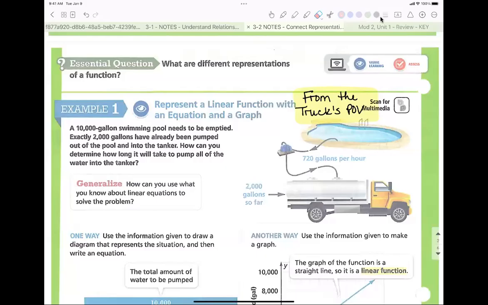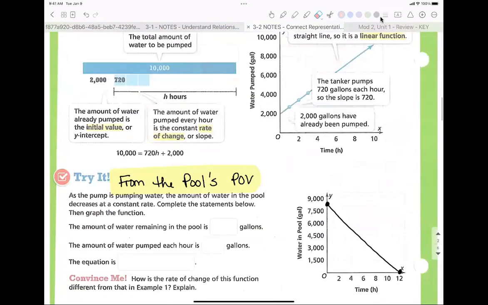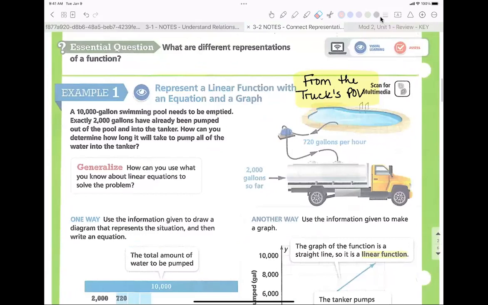We are going to continue doing lesson 3-2. When we did the notes, page 172, when we started the notes last week, I had you guys skip example 1. So we are going to pick up where we left off, and we're going to talk about example 1, how to write an equation.